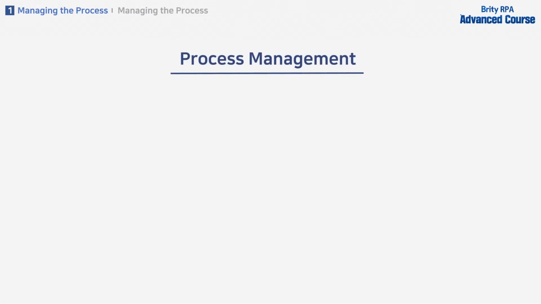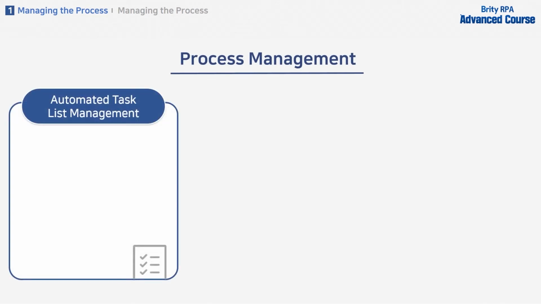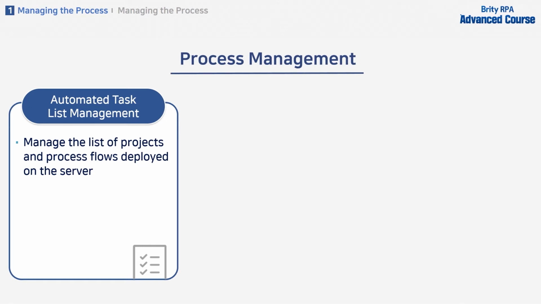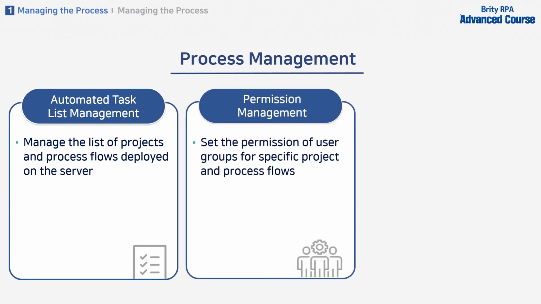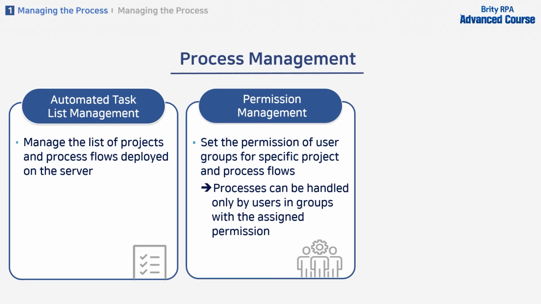Let's take a closer look at the Process Management feature from among the main features of the user portal. First, you can manage the list of automation tasks with the Process Management functions. In other words, it provides the function to manage the list of projects and process flows deployed to the server. Second, user group permission can be managed. The user group permission can be set for each project or process flow. And if a group permission is set, only users belonging to the group can handle the processes.